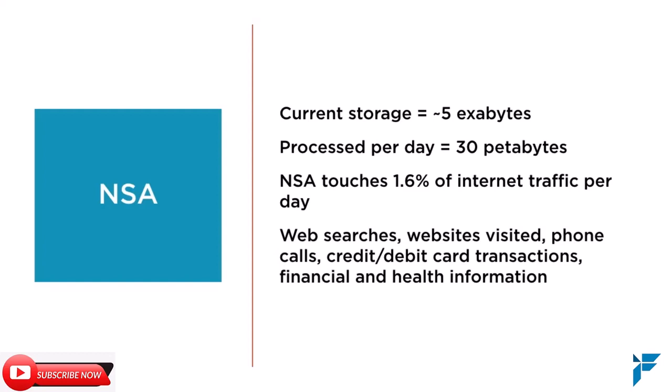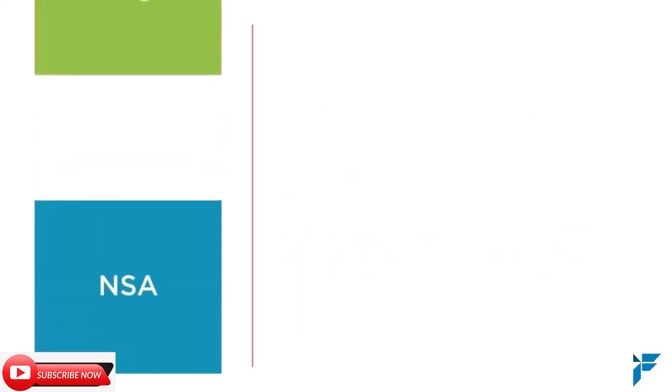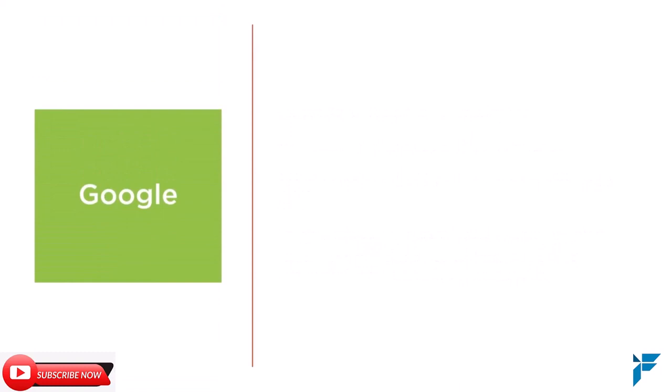All your web searches, the websites that you visit, phone transactions, health information, financial records, everything, legal information, Skype calls, all of these are potentially monitored by the NSA. What about Google? As you can imagine, the amount of data stored by Google beats the two organizations we've seen so far. It stores 15 exabytes.